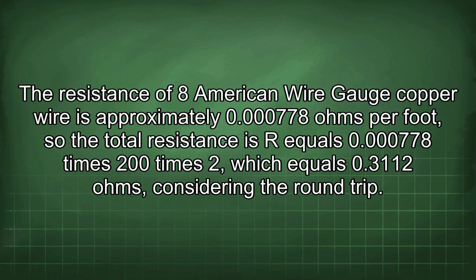The resistance of 8 American wire gauge copper wire is approximately 0.778 ohms per foot, so the total resistance is R equals 0.778 times 200 times 2, which equals 0.3112 ohms, considering the round trip.